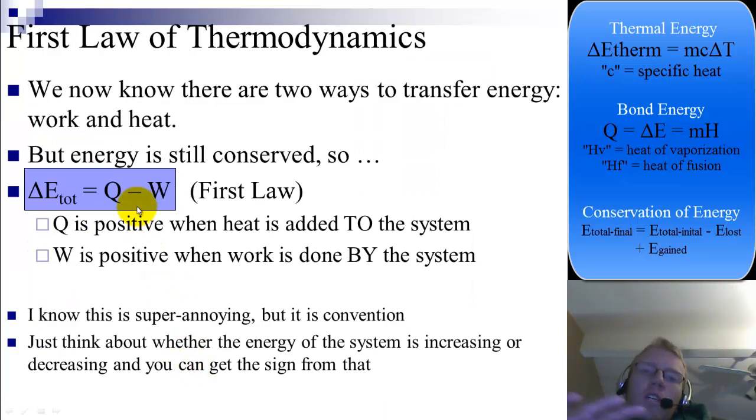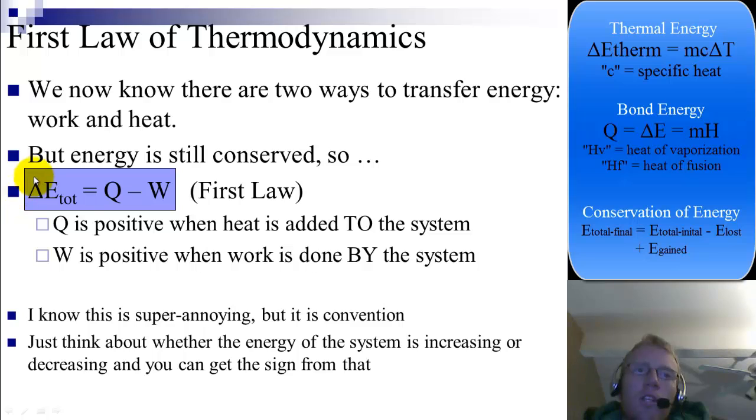Okay, so we've learned about thermal energy, the random molecular vibrations, and we've learned about bond energy, breaking and forming bonds. Couple that with everything we already knew about work being done to transfer kinetic energy, gravitational potential energy, and spring potential energy, and you can combine all 5 of these together into what is called the First Law of Thermodynamics. So the total energy has to be conserved, but now there's 2 ways to transfer it. You've got work and you've got heat, and we can combine those together into one law.